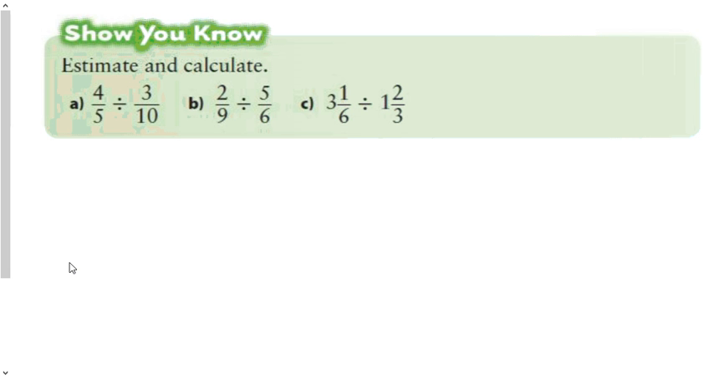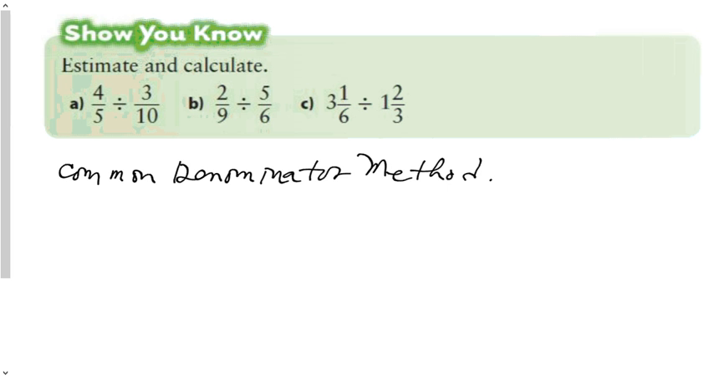This is section 6.5 from your MathLinks textbook on how to divide a fraction by a fraction. Your three exemplar questions can be done different ways. We're going to learn three different methods. The first method is called the common denominator method. And in this method, for the first example, we have 4/5 divided by 3/10.